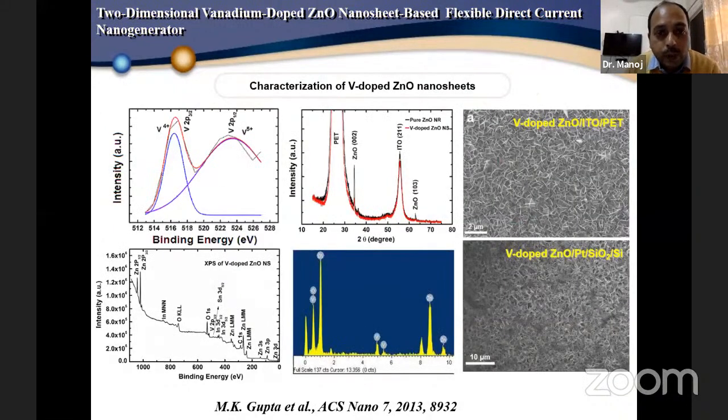To ensure our mechanism is correct, we have done an X-ray photoelectron spectroscopy study to see the electronic state of the vanadium within the zinc oxide lattice. And we found that there are V4+ and V5+ electronic states in the zinc oxide. And after the EDS also, we got the confirmation.